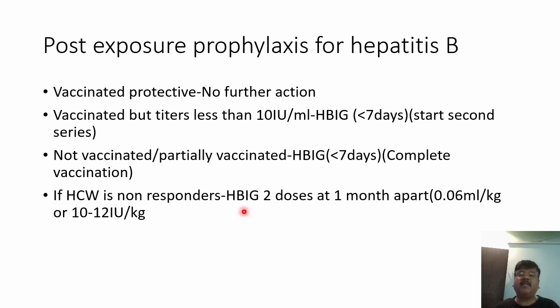So such non-responders who are healthcare workers, if exposed because of needle stick injury, two doses of hepatitis B immunoglobulin are given 1 month apart, 0.06 ml per kg or 10 to 12 international units per kg.